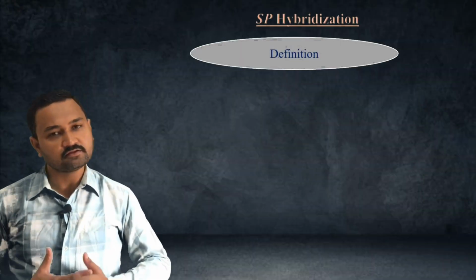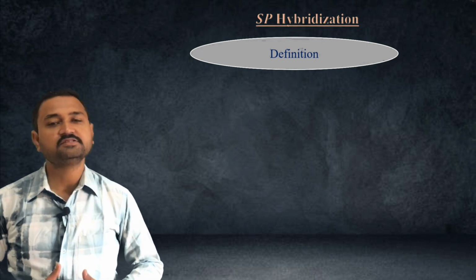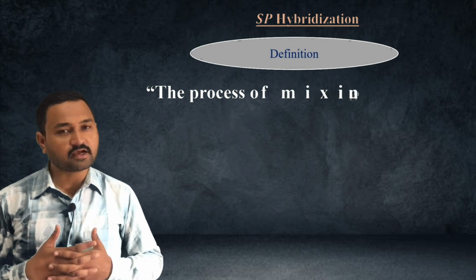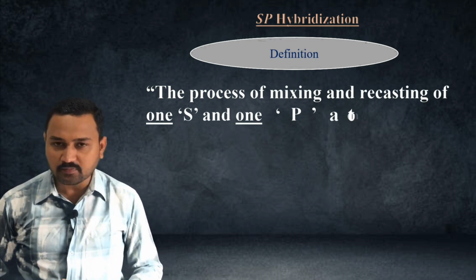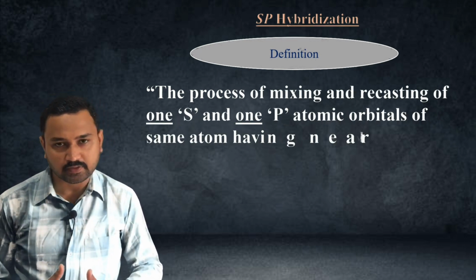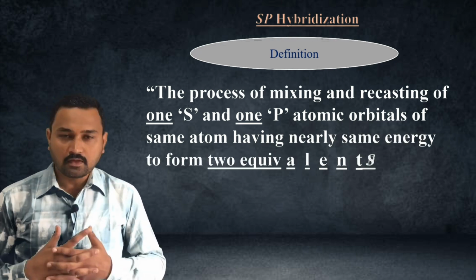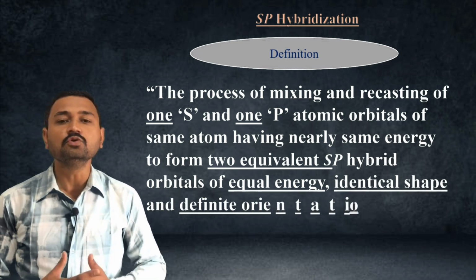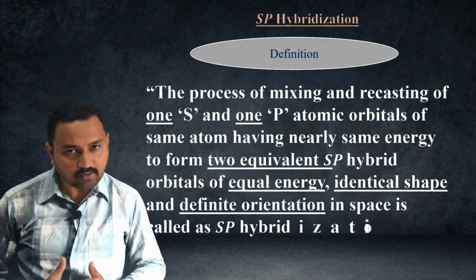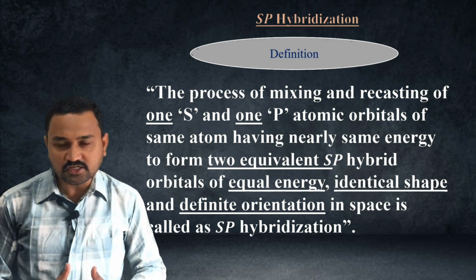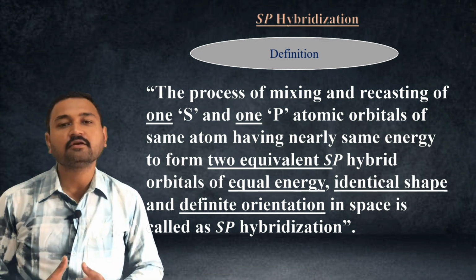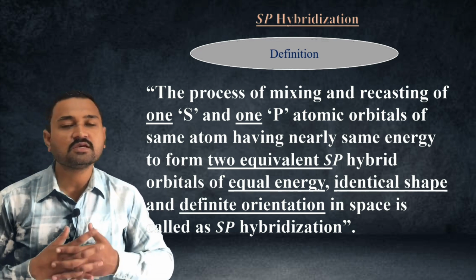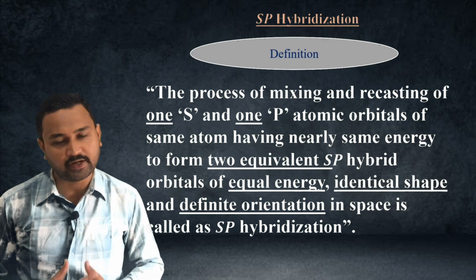Now let us define the third type of hybridization, that is sp. The process of mixing and the recasting of a 1s atomic orbital and the 1p atomic orbital of the same atom having nearly the same energy to form the 2 sp hybrid orbitals with equal energy, identical shape and a definite orientation in space. Now this process is known as sp hybridization.